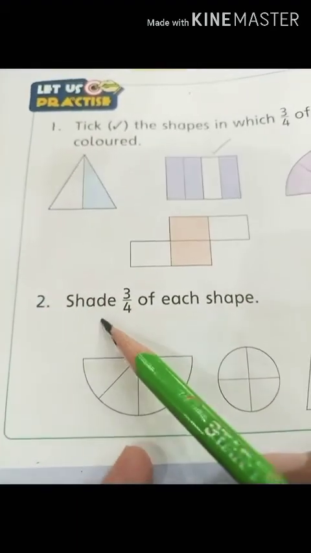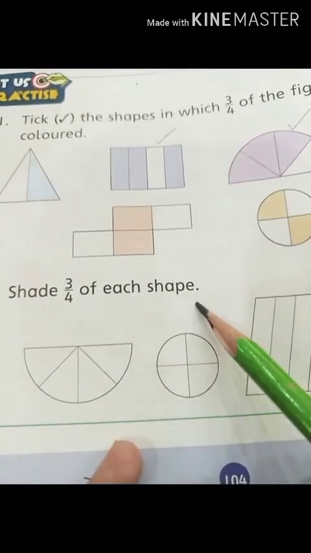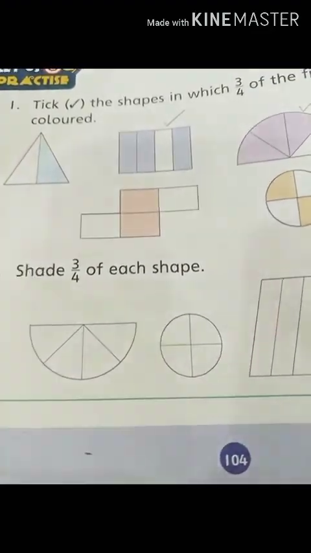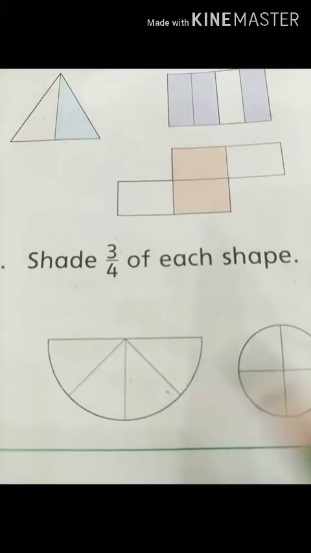Shade 3 by 4 or the 3 quarters of each shape. So students, here each shape is being divided into the quarters or the 4 equal parts. You are going to color the 3 quarters of these shapes. Okay, let's start with this half circle. Look at this, dear students, I have colored the 3 quarters of this shape. Next, coming towards this circle. Now here I am going to color the 3 quarters of this shape.